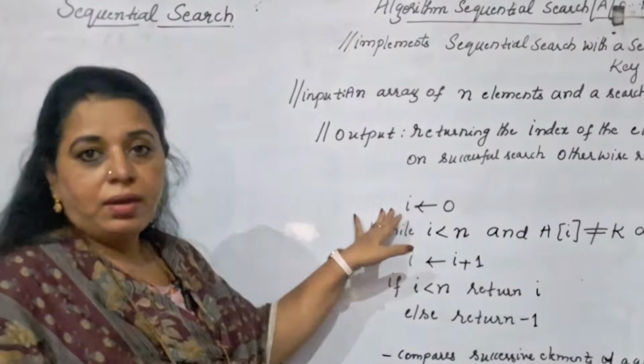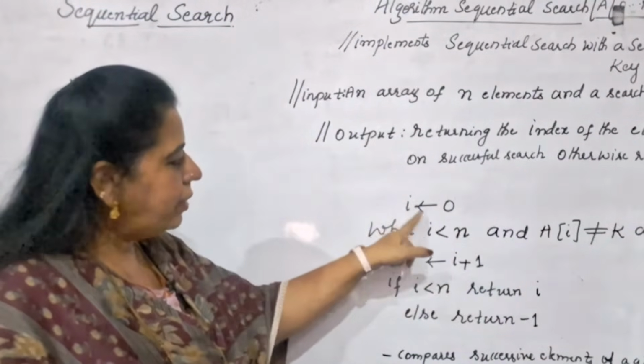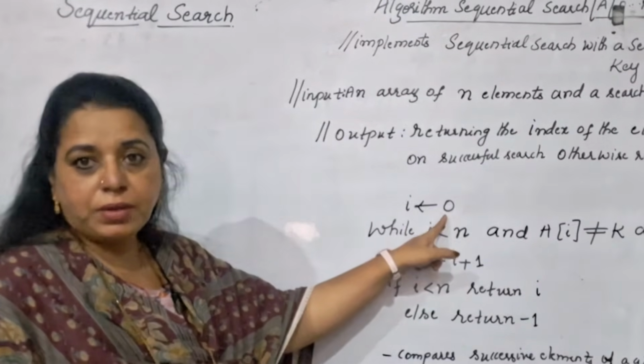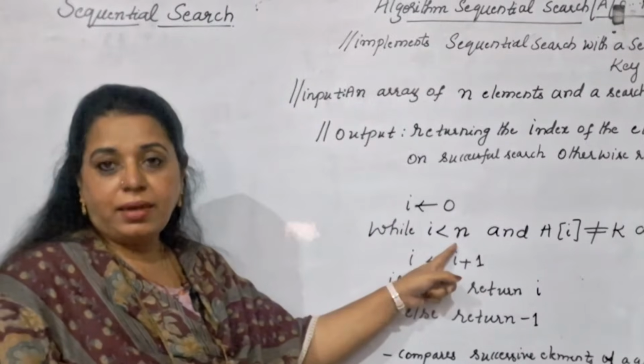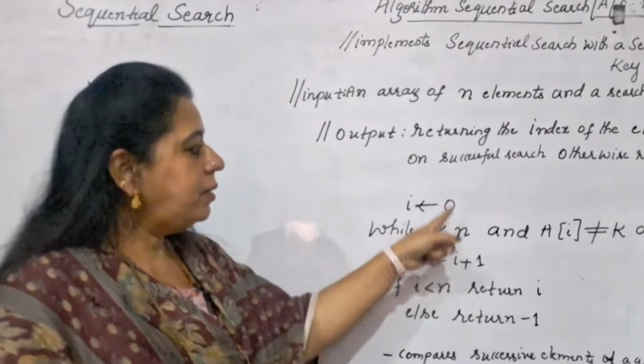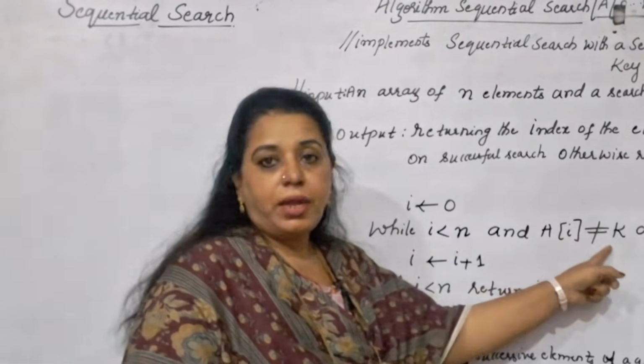Initially, the index value i starts from 0, and while the index value is less than n, the number of elements, and A[i] is not equal to k.